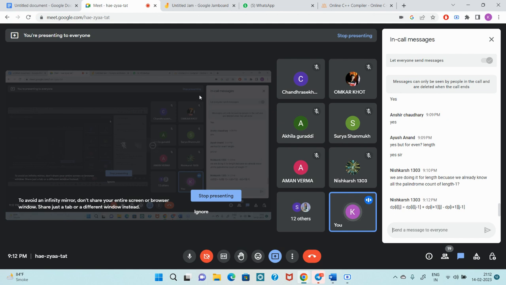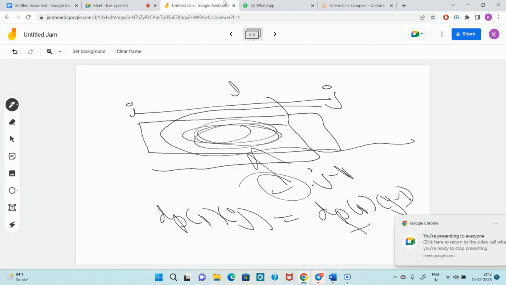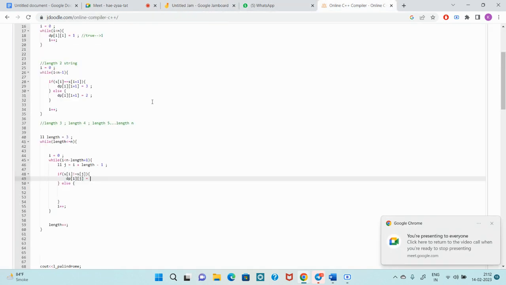Guys, why only Nishkarsh is writing the formula? Guys, other people also write the formula, please. Why not taking effort like Nishkarsh? I'm copy pasting Nishkarsh's code only. Yeah. Guys, everyone write the formula like Nishkarsh in the chat, so I feel that you guys understood.